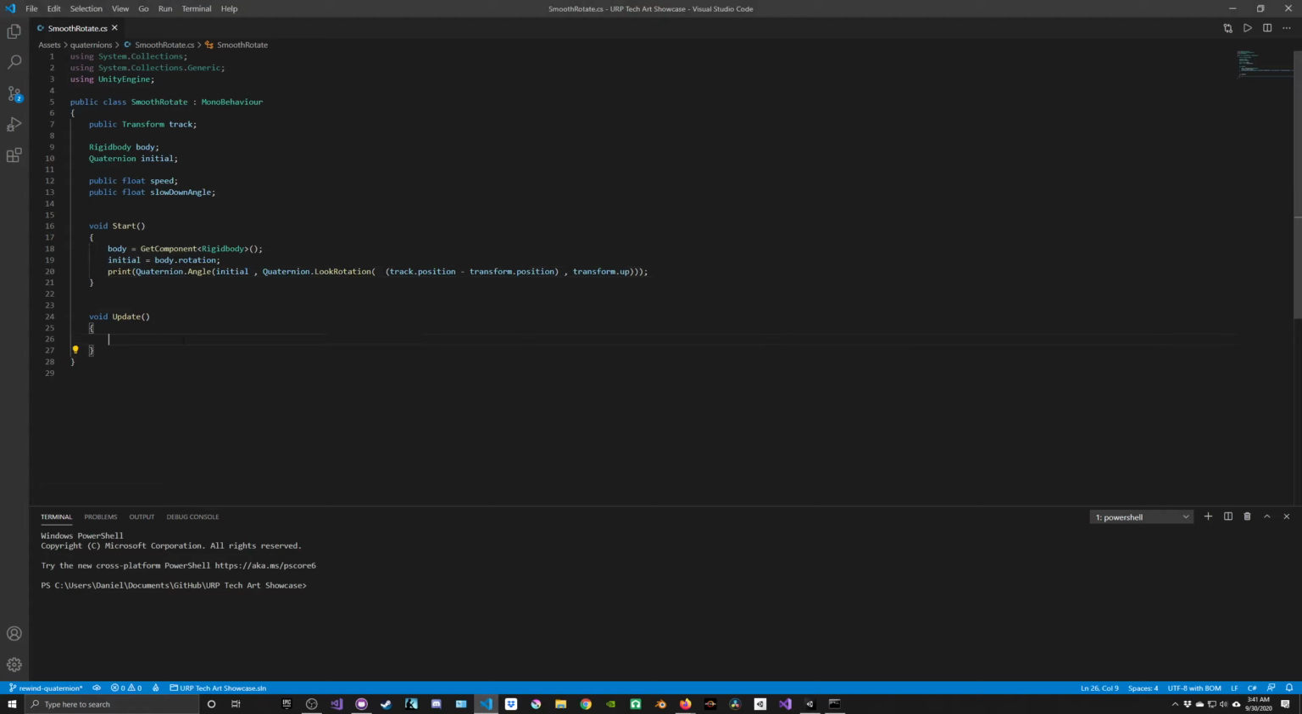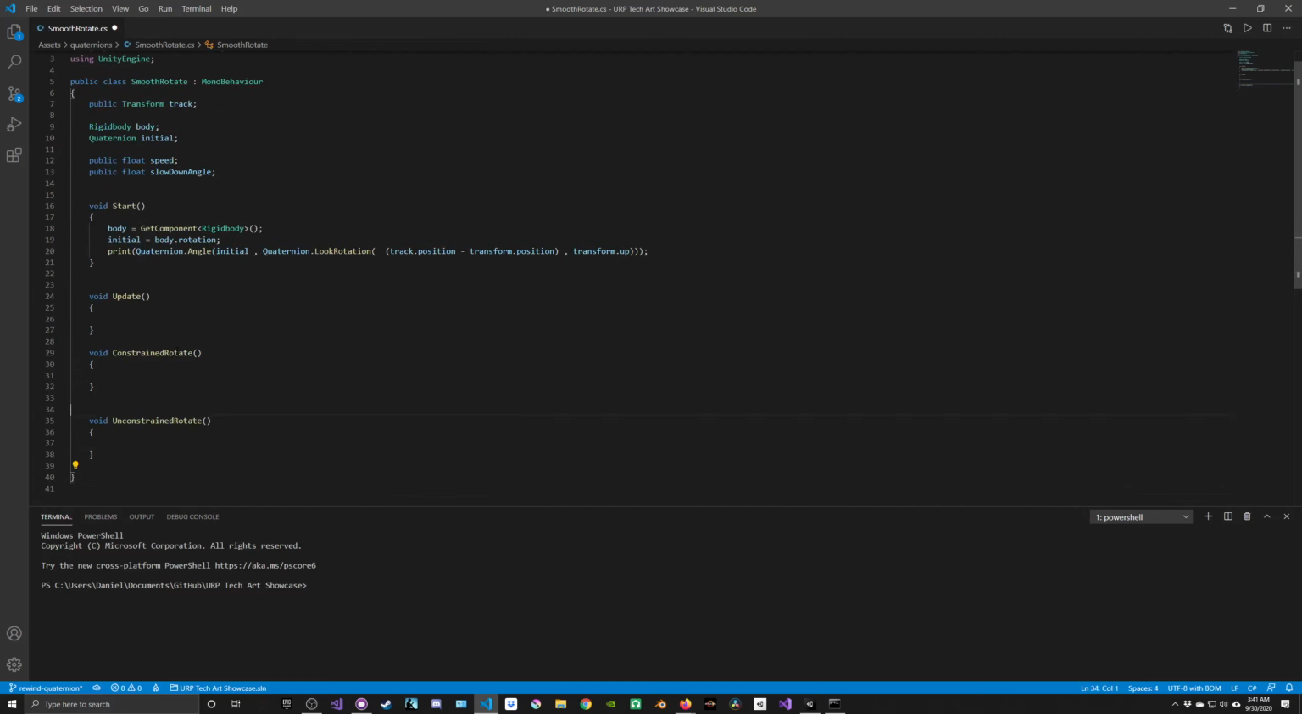Alright, so now let's make some function prototypes for our constrained rotate and our unconstrained rotate. So let's say that and void unconstrained rotate. Unconstrained rotate should take a position that we want to go to. So let's say vector 3 target. And unconstrained rotate, or oopsie, it should take this. Yes, both of them should take a target.